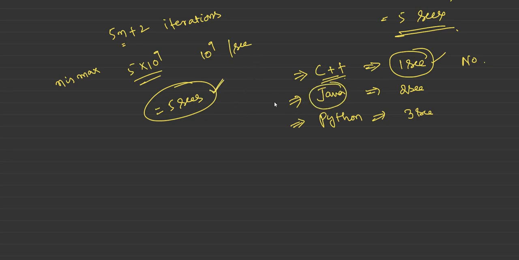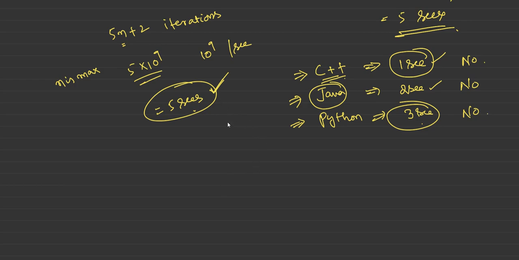And for Java, the time is given as 2 seconds, but your code is taking 5 seconds. So Java is also not accepting. Python, you look at this, 3 seconds is given, but your code is taking 5 seconds. So again, I can say that the code is not acceptable.